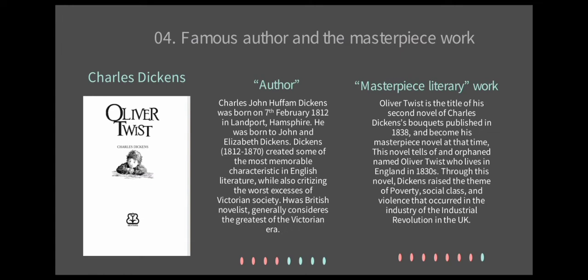And the next, this is his masterpiece work, Oliver Twist. Oliver Twist is the title of the second novel by Charles Dickens, published in 1838, and it became his masterpiece novel at that time. This novel tells of an orphan named Oliver Twist who lived in England in 1830. Through this novel, Dickens raises the themes of poverty, social class, and violence that occurred during the Industrial Revolution in the United Kingdom.